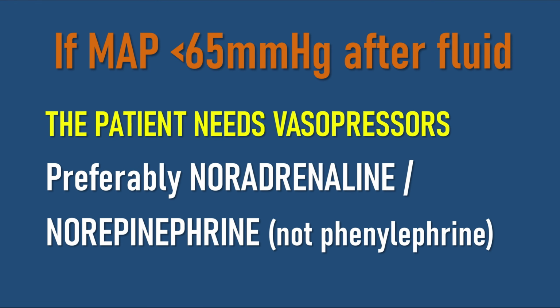Step 3. If the patient's mean arterial pressure is below 65 millimeters of mercury after giving fluid, then the patient needs vasopressors, preferably noradrenaline, norepinephrine. Adrenaline or epinephrine is okay, dopamine is okay, norepinephrine is the treatment of choice. Do not give the patient phenylephrine. There are compelling data that phenylephrine in the setting of septic shock is associated with worse outcomes than norepinephrine.